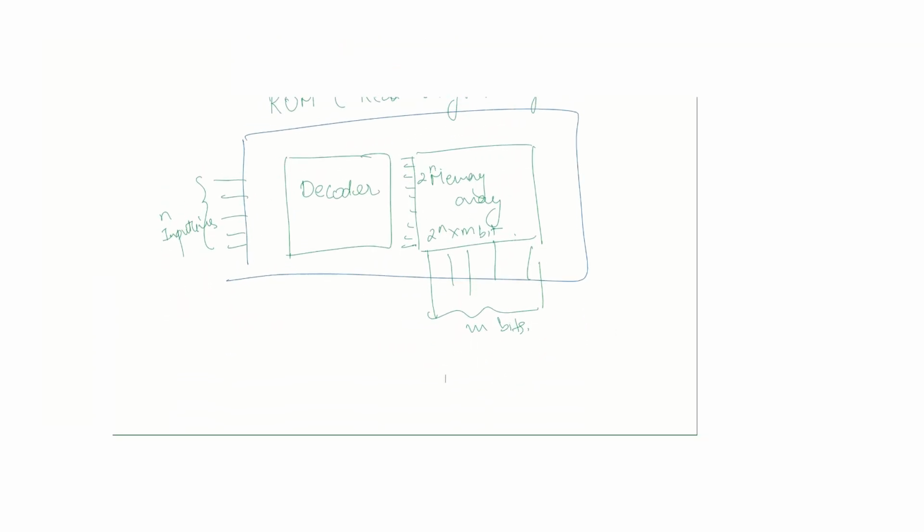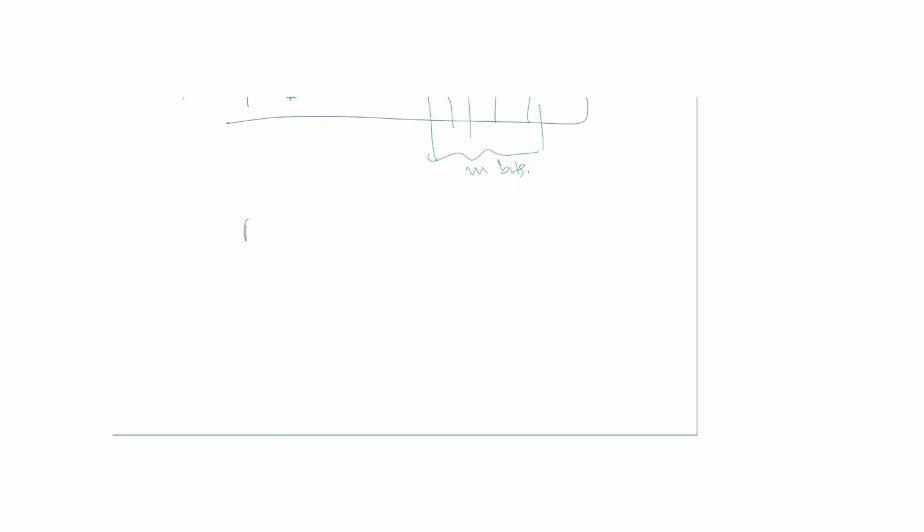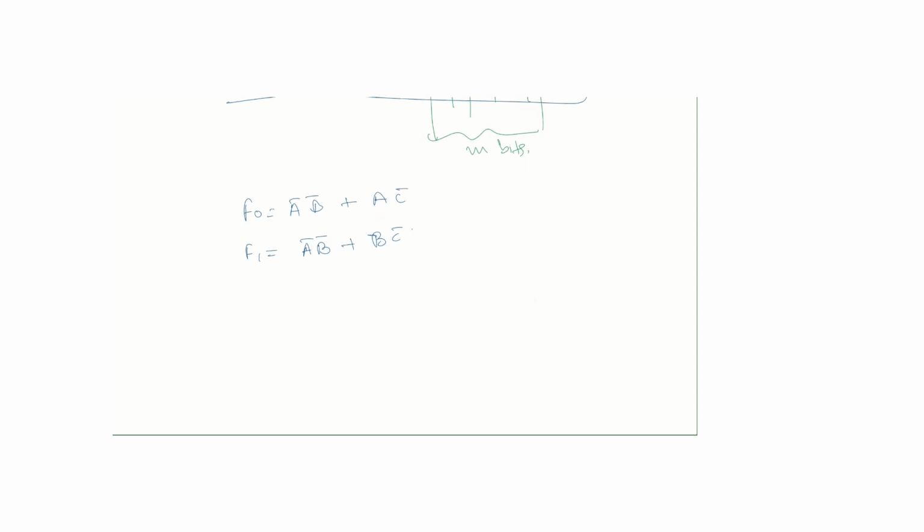So suppose you are given two functions, let's say F0 is equal to A bar B bar plus AC bar, and F1 is equal to A bar B bar plus BC bar, and you need to implement these functions as sum of product functions using a ROM array. So how will you do it?